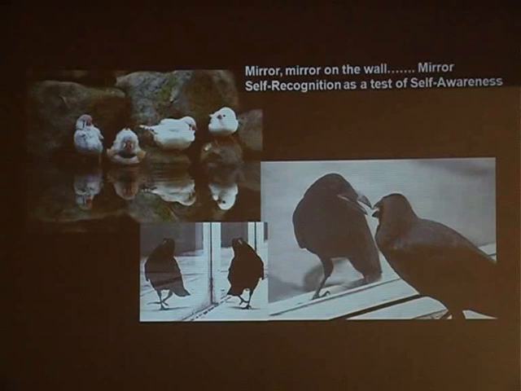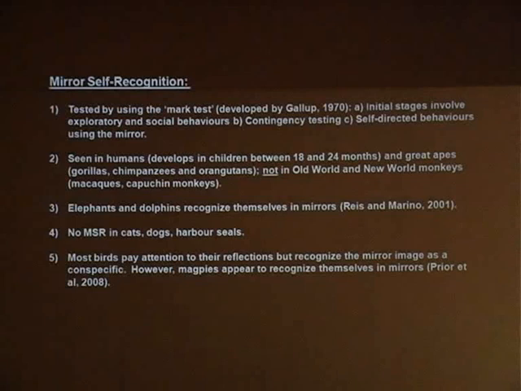Now, basically, mirror self-recognition is tested mainly by using the mark test. This was developed by Gallup in 1970. What it involves is you put a mark on the animal, either on a monkey or a bird or whatever you're testing, and place it in front of the mirror. So the mark is put on a part of the body which it cannot see normally, and you observe whether the organism tries to pull off the mark.